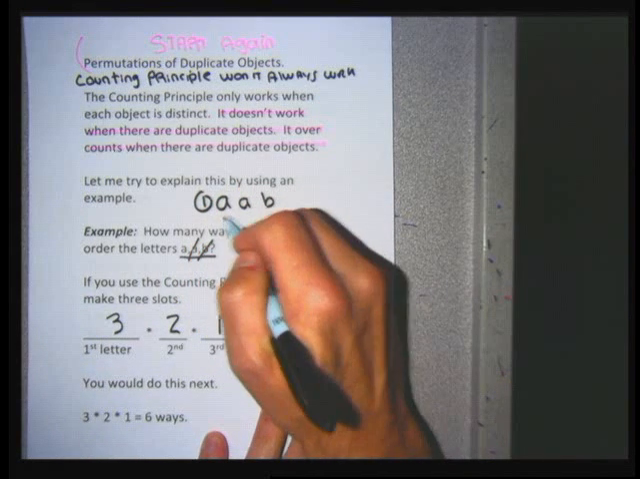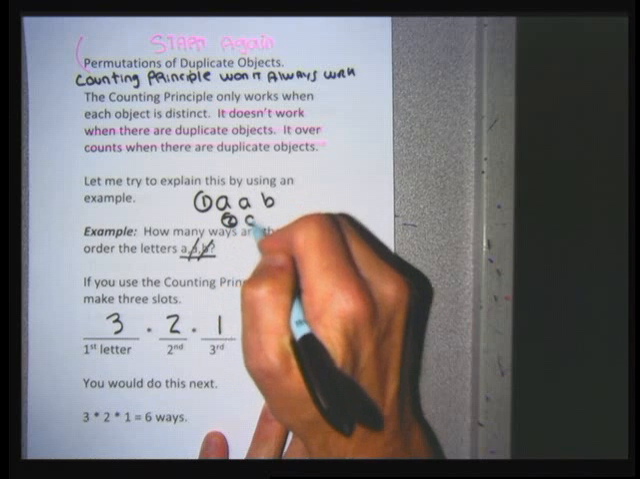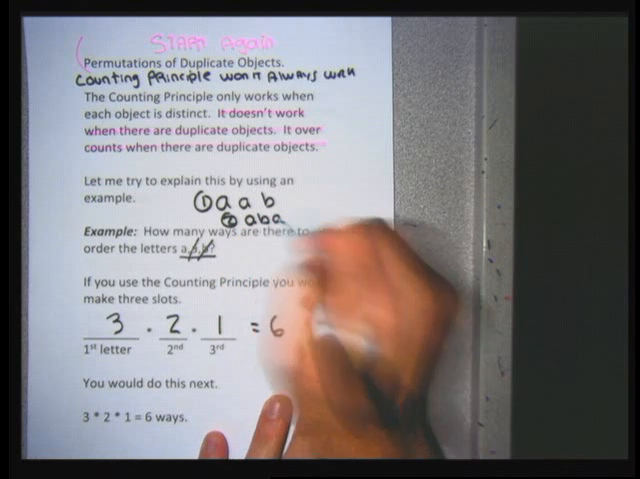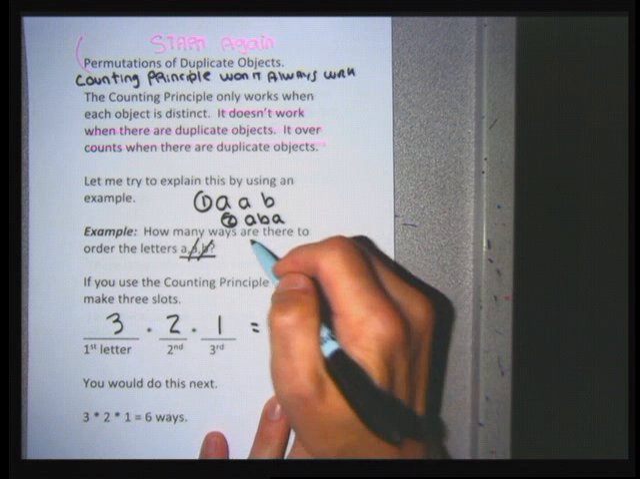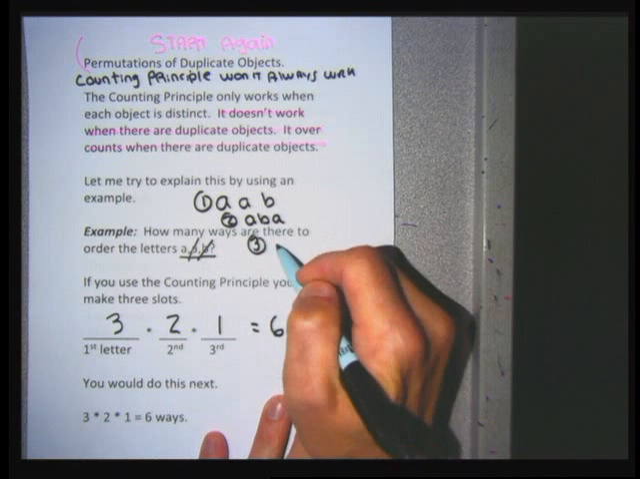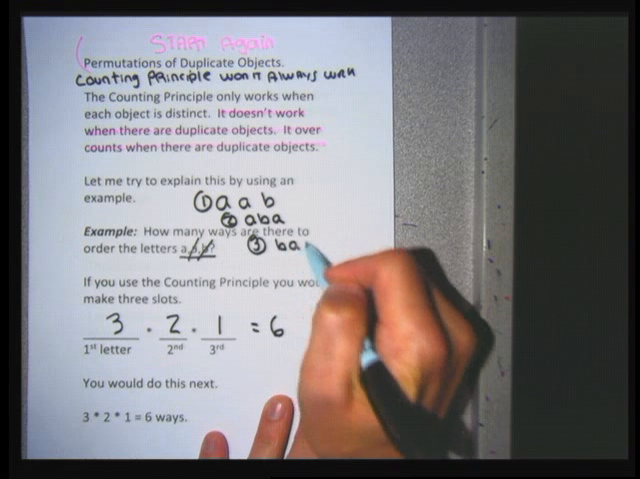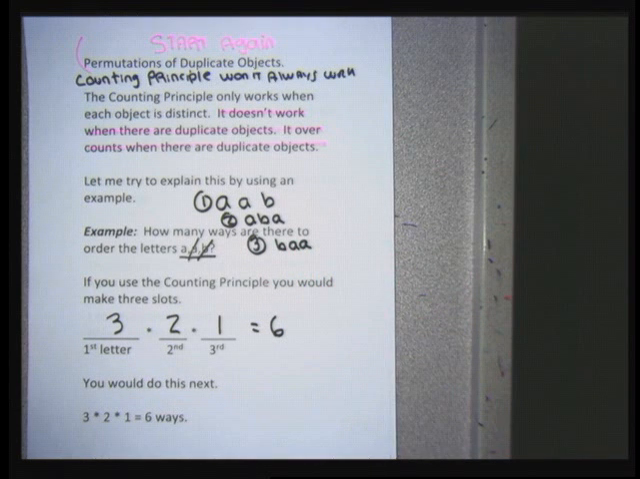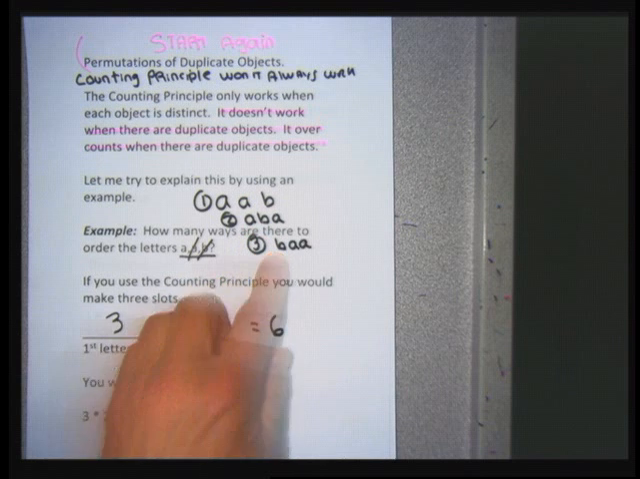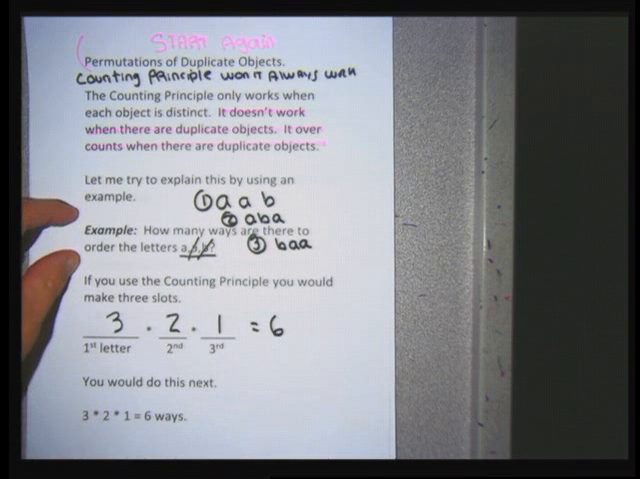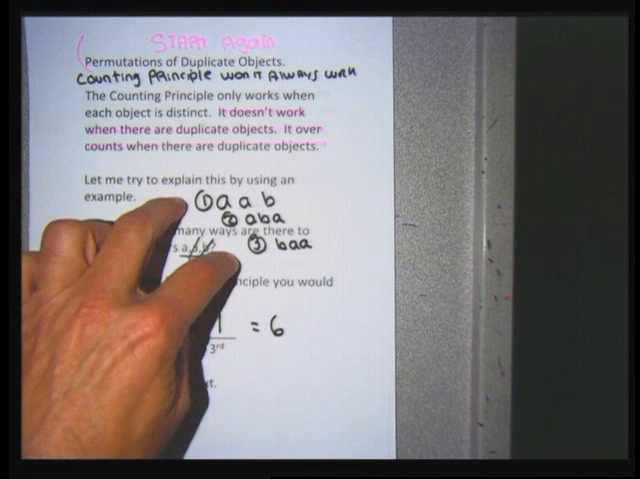The second way is going to be ABA. That's a different ordering of those letters. And the third way is BAA. I don't think you can possibly list with these three letters another ordering that's different, because I have the B third, the B second, and the B first. The answer to the question, how many ways are there to order the letters A, A, and B? The answer is actually 3.